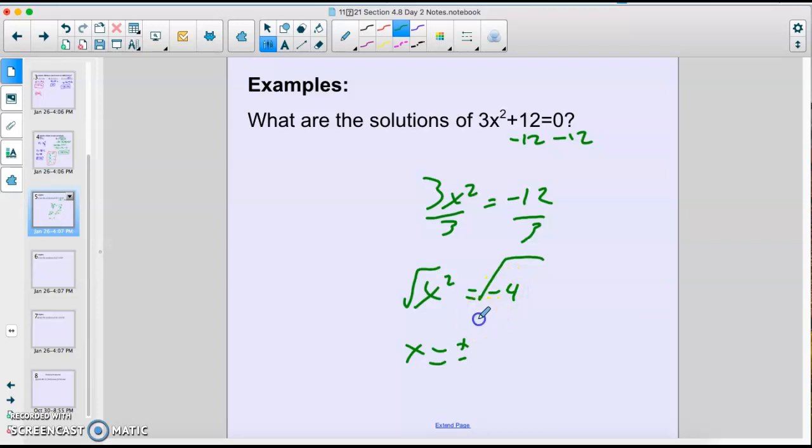Now this divides up into the square root of 1 and square root of 4. Oh, sorry, square root of negative 1 and the square root of 4. And so here the square root of 4 is 2, and the square root of negative 1 is i. And so our answer is plus or minus 2i.